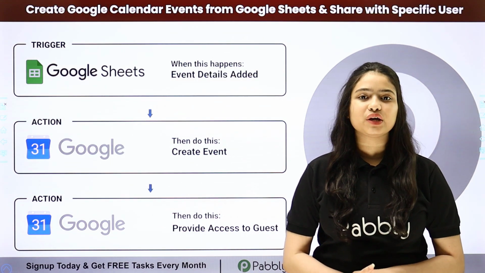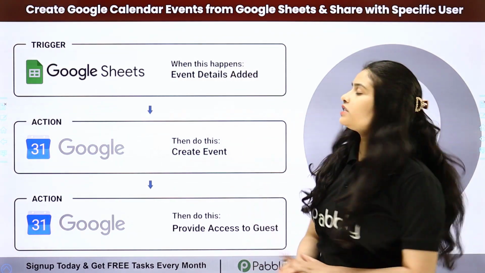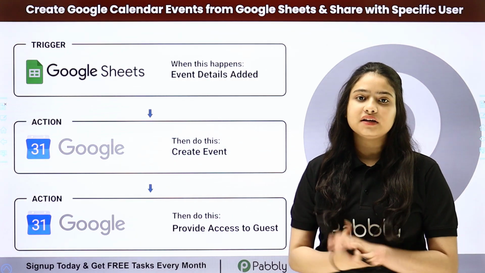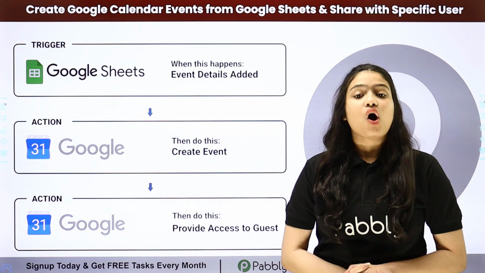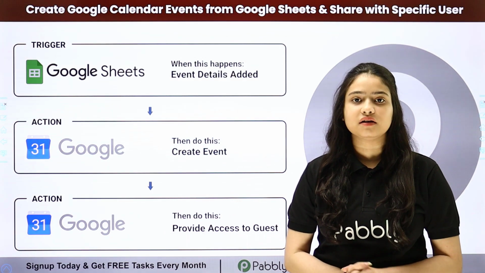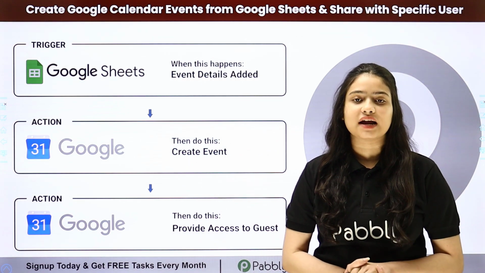In this video, we are going to learn how to create Google Calendar events from Google Sheets and share with specific user. Here my objective is that as soon as I'm going to add the data of an event in my Google Sheets, automatically by using that same response, an event should be created in my Google Calendar and then automatically access should be provided to the user or the guest for that same event.